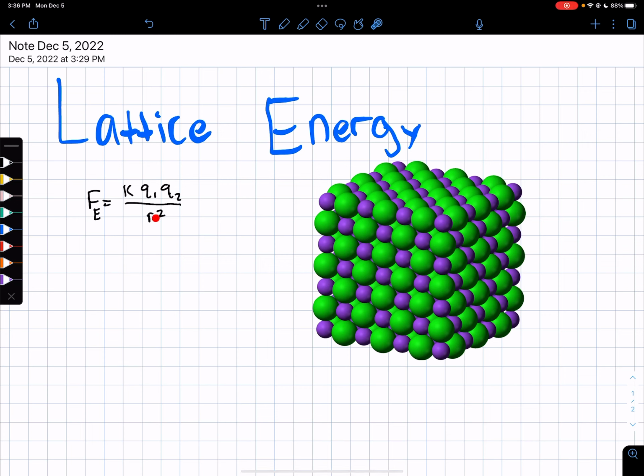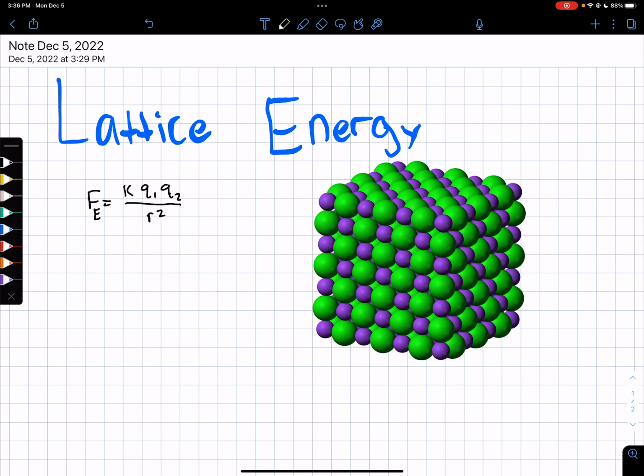And it's inversely proportional to the radius squared. Therefore, the bigger the ions, that leads to a lower force of attraction, because it's inversely proportional. A lower force of attraction due to the larger radius would result in lower lattice energy.